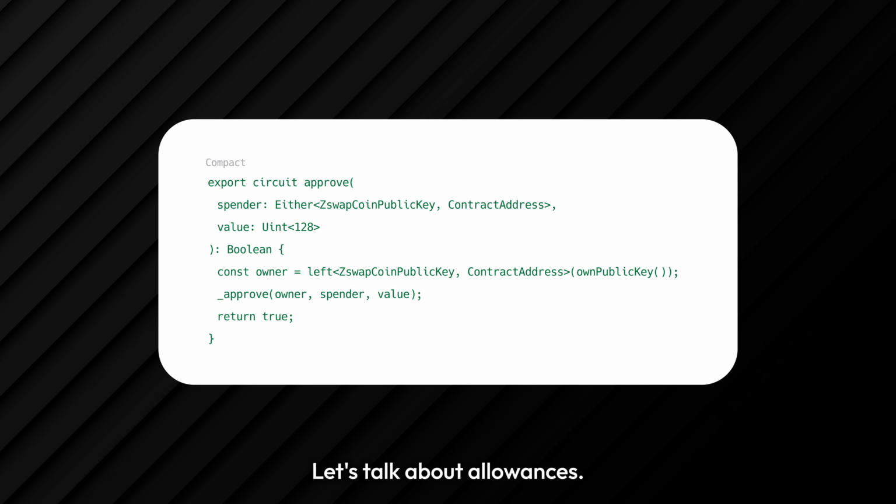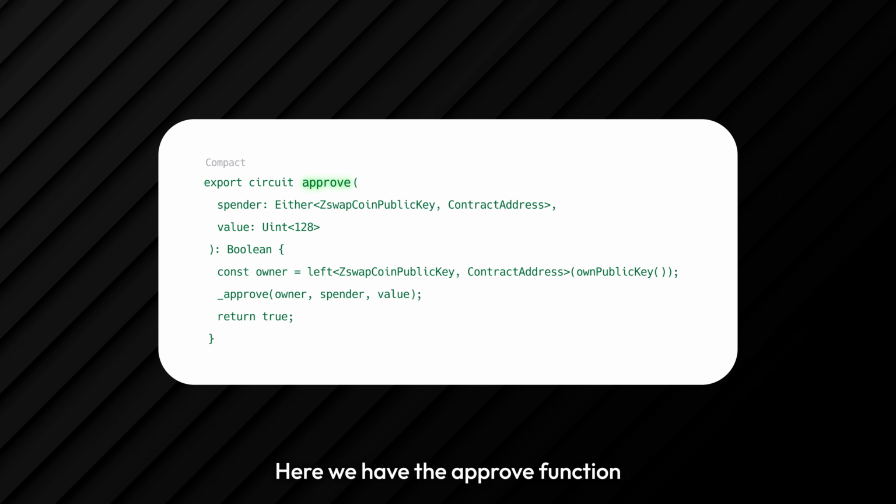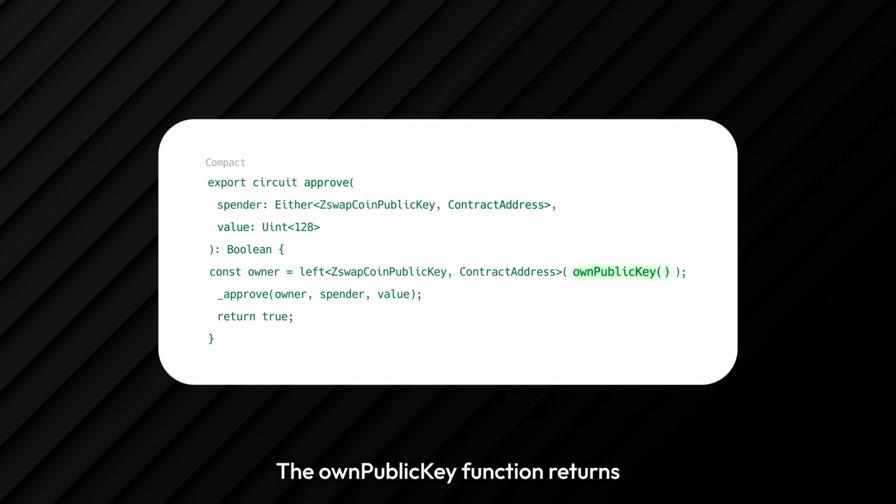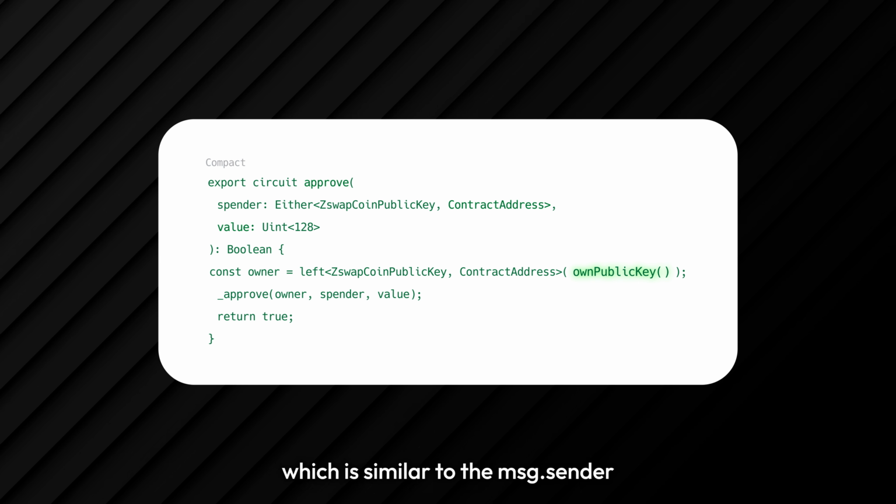Let's talk about allowances. Allowances work like the ERC-20 token that you are all familiar with. Here we have the approve function, which takes in the contract address and then the value. The ownPublicKey function returns the caller's public key, which is similar to msg.sender in Solidity.